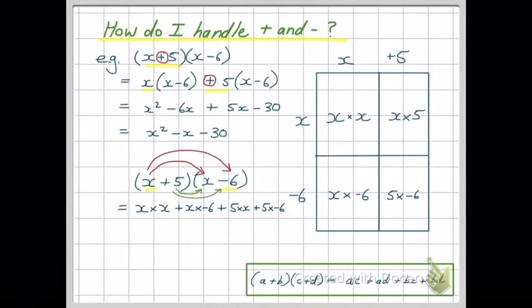And when we multiply those through, x times x is x squared, plus x times negative 6, which is negative 6x, or just minus 6x, plus 5 times x, plus 5x. And finally we add on 5 times negative 6, which is negative 30. So there we've achieved the same result by thinking only of adding together all of those products. But when you add a negative number, it's the same as subtracting a positive number.